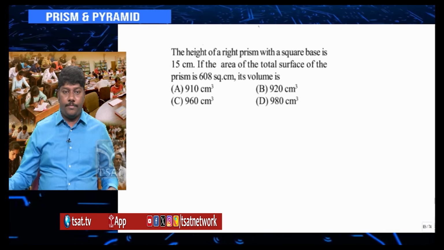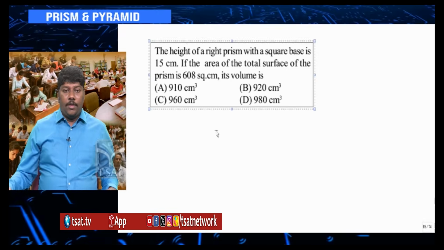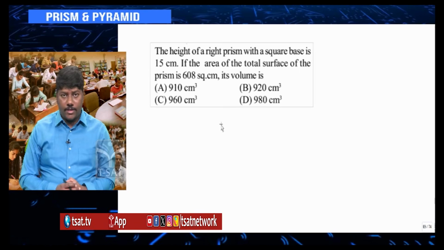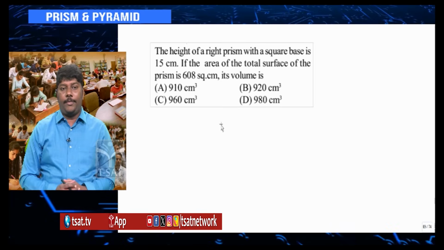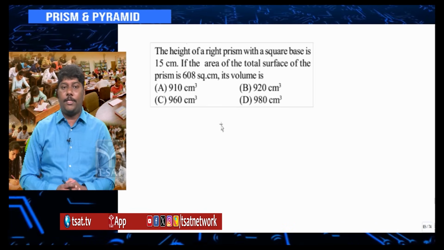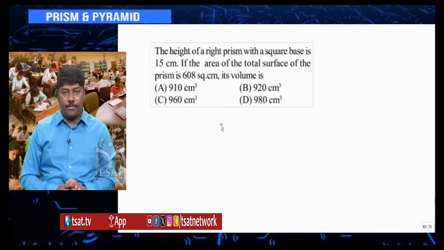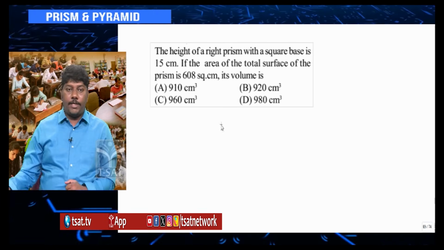Look at the next one. The height of a right prism with a square base. So here the base is a square of side a, and the height is given as 15 centimeters. If the total surface area of the prism is 608, he is asking you its volume.